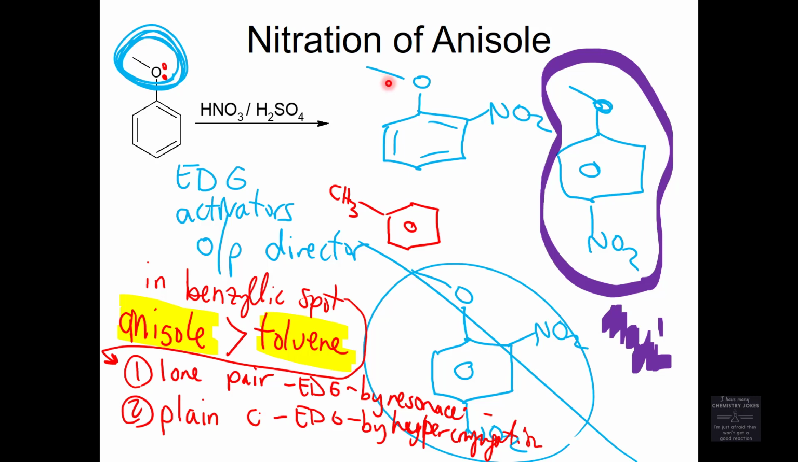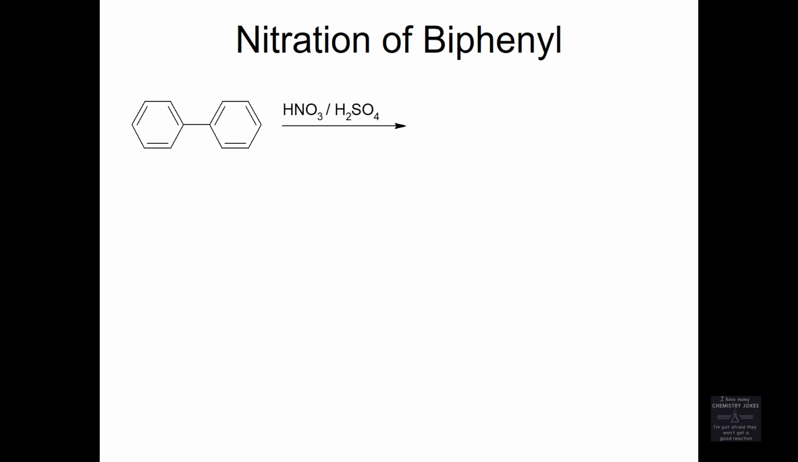Sure, statistics does play a part. That's why toluene had those percentages. But we're going to say para is the major most of the time because sterics has a big impact on things. Okay, this is really the end. My only friend, the end. Do this guy.